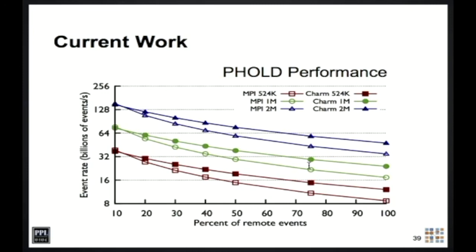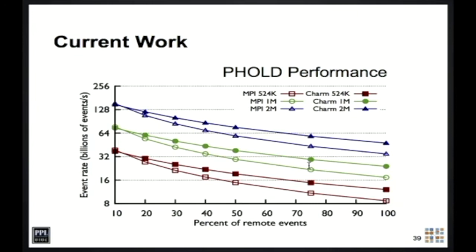So this is a comparison of the two different versions. The hollow points on the bottom are the MPI version, and the solid points are the Charm version. These are for 3 different job sizes, ranging from 500,000 cores up to 2 million cores for the blue lines, so running at very, very large scales. The y-axis is event rate, so higher is better. It just means more events per second that you're actually successfully committing.